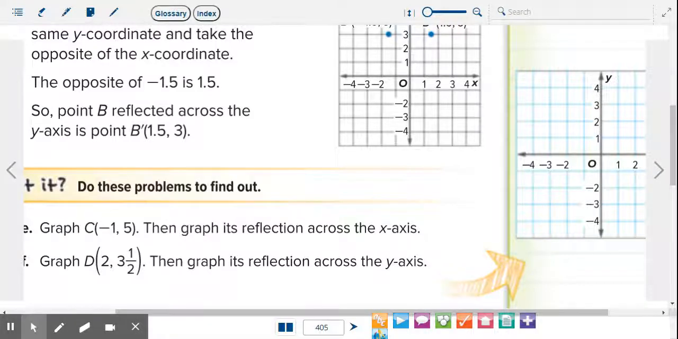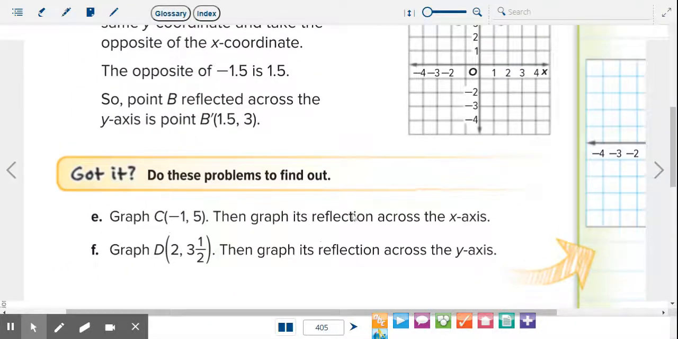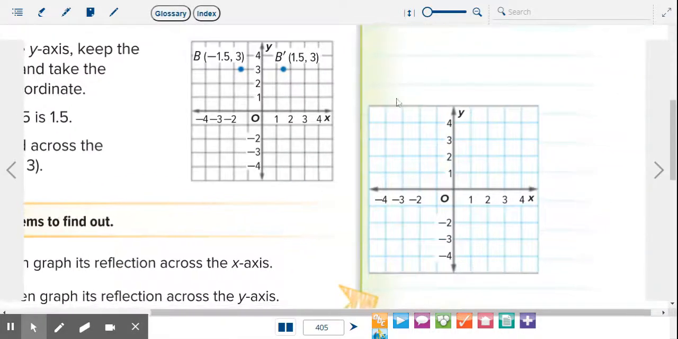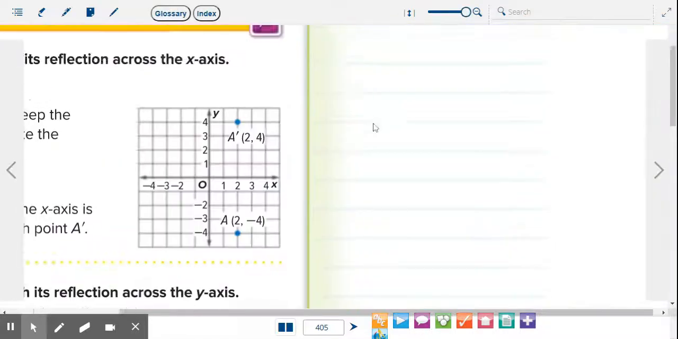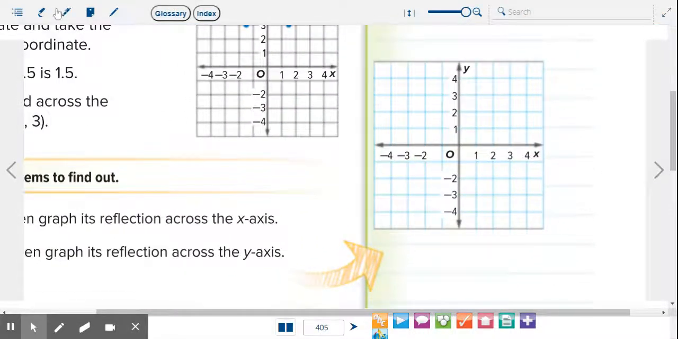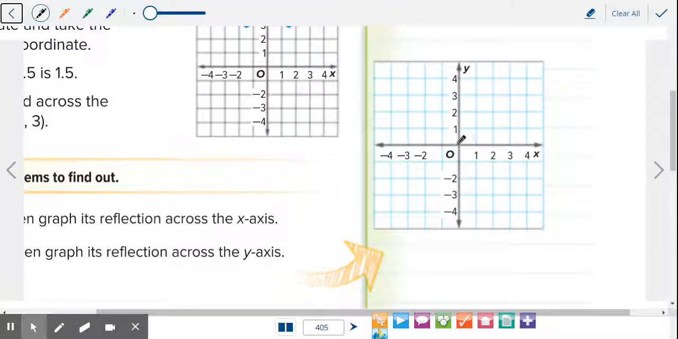So let's look at these. So letter E. Okay, we got point C here. So we got -1, 5. Okay, so let's go ahead and start with that. So start at 0. If our x is -1, are we going left or right? Hunter? Left. Okay, so we go left to -1, and our y value is 5, so we go up to 5. So right here. So that would be point C.